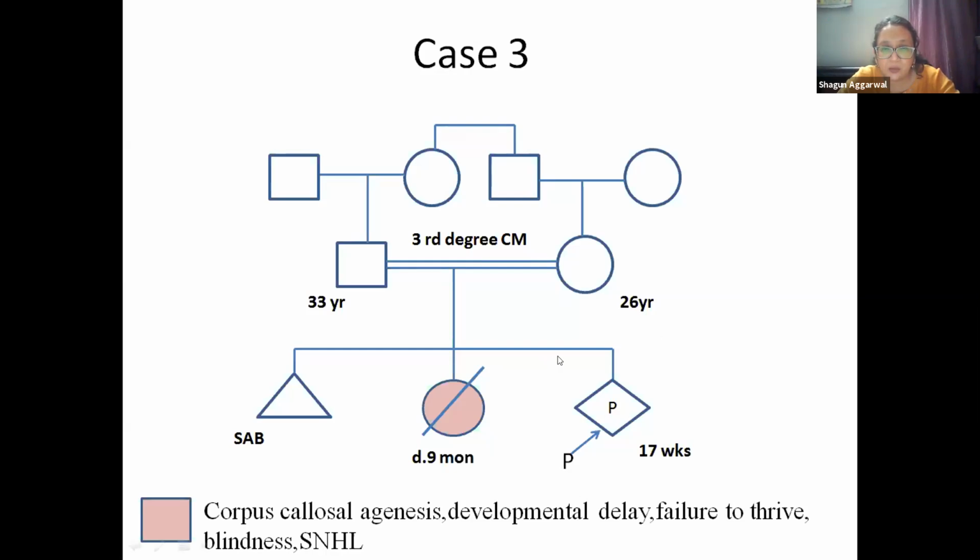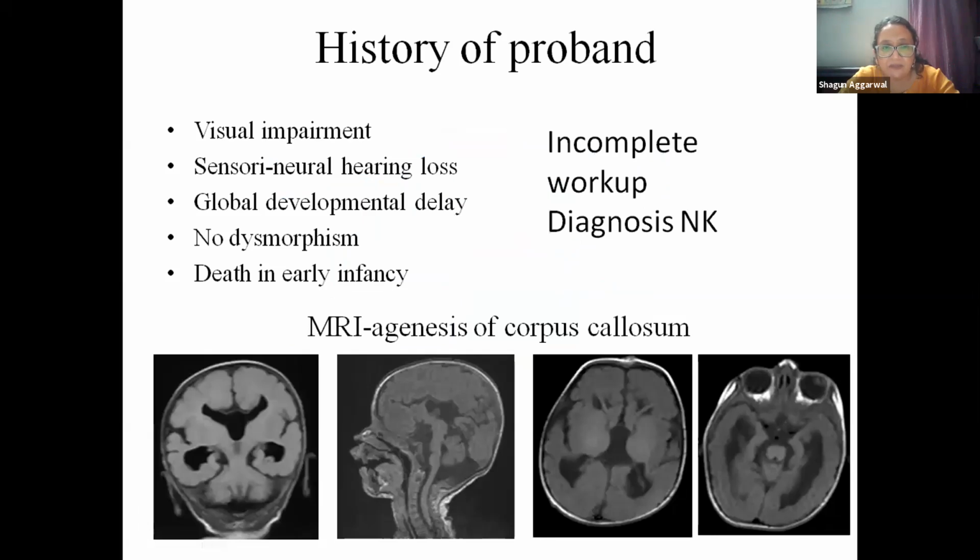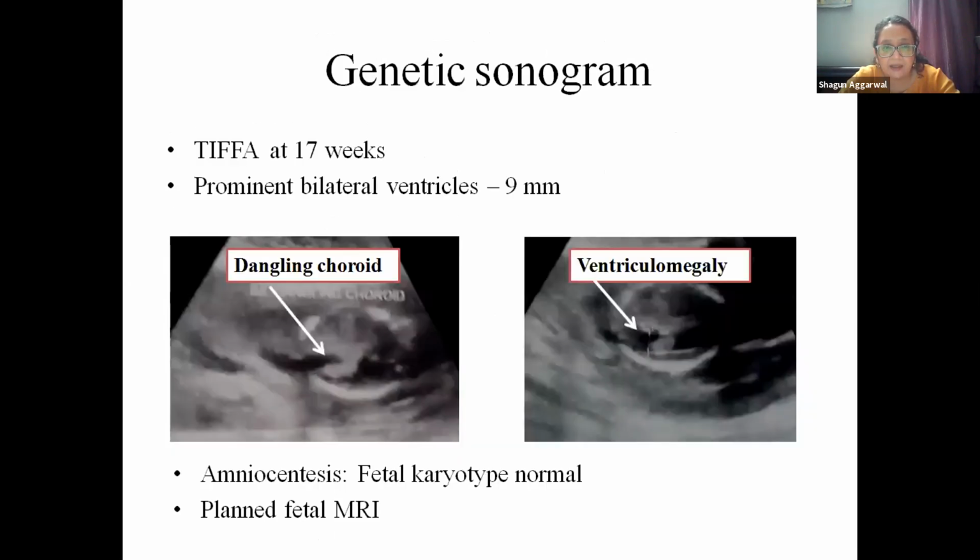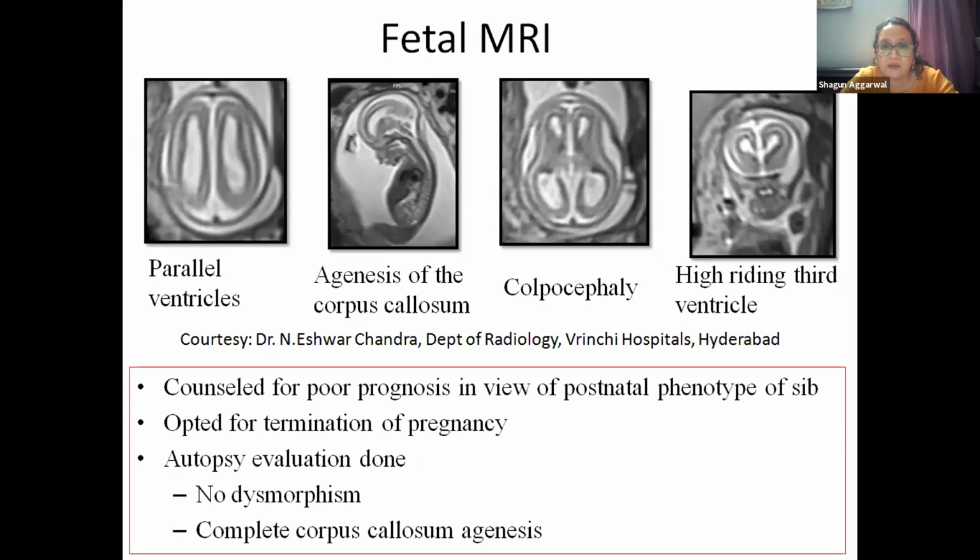So this was a third-degree consanguineous couple. Their previous baby had corpus callosum agenesis, developmental delay, hearing and vision problems, and they had come to us in pregnancy at 17 weeks gestation. The previous child's workup was incomplete, so we did not really know the diagnosis of that child, and the child was deceased. Now in the present pregnancy, as early as 17 weeks, we could appreciate some dangling choroid, and the fetal karyotype was normal, and an MRI was done, and the MRI indeed confirmed that this baby also had agenesis of corpus callosum, but there was no other finding.